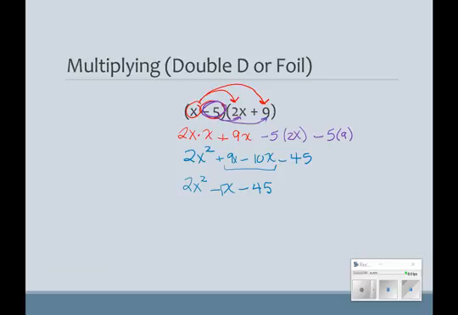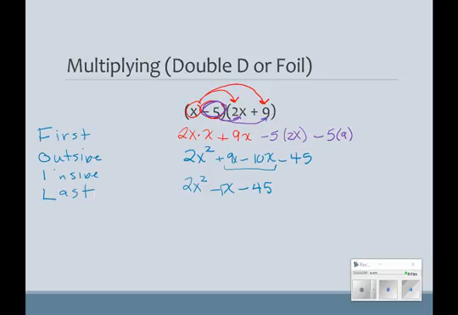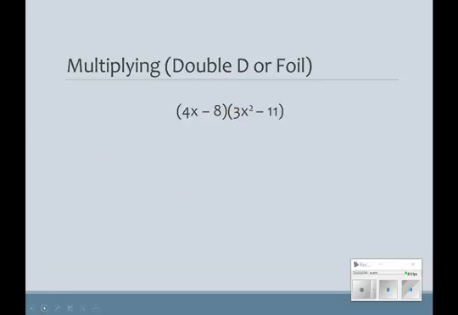Now, some people call that FOIL. And what FOIL means is first, outside, inside, put an extra I in there, and last. So basically what we did over here with our distributing, we multiplied the first terms of each binomial. Then we multiplied the outside terms of each binomial, the inside terms, and the last. So whatever it takes for you to remember, just remember it, whether it's FOIL, but what we're really doing is distributing each of the terms. So let's look at another example.